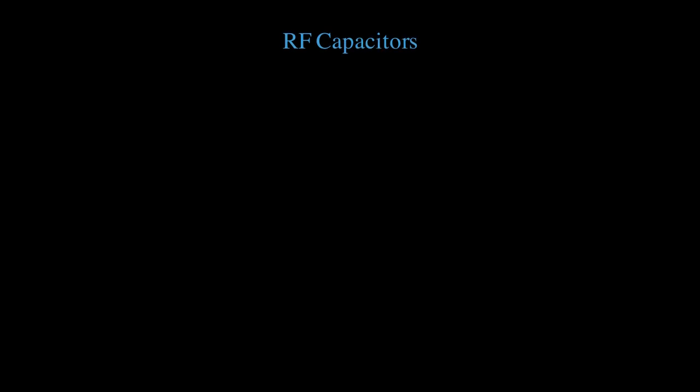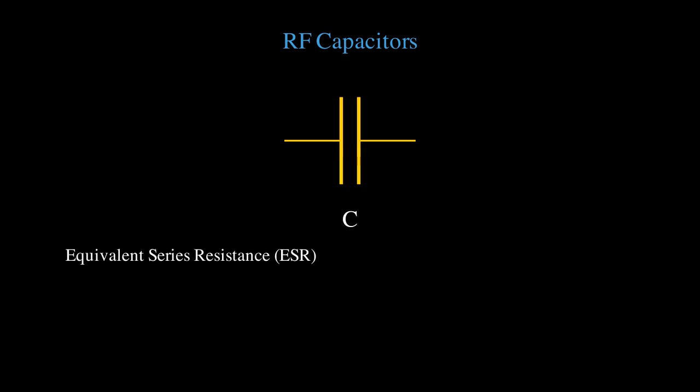Now let's examine RF capacitors. Capacitors are fundamental to RF circuits, used for coupling, decoupling, filtering, and tuning applications. An ideal capacitor would have impedance that decreases linearly with frequency according to the formula 1 over j omega C. However, real capacitors have parasitic series resistance and inductance that limit their high-frequency performance. The equivalent series resistance, or ESR, represents the resistive losses in the capacitor. This includes resistance in the leads, plates, and dielectric material. ESR causes power dissipation and limits the Q factor of the capacitor, which is important in resonant circuits and filters.